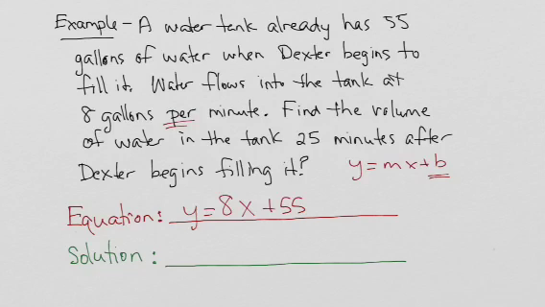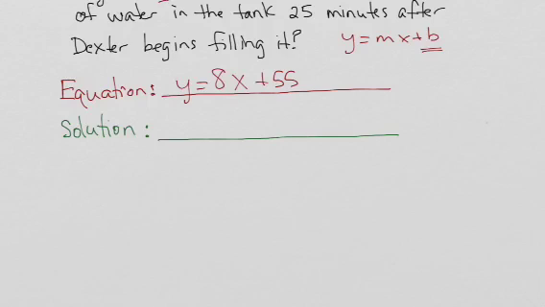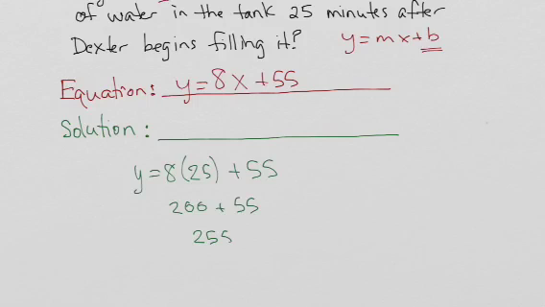So again, we got our equation. We had our starting point, 55. We have our rate, that's 8 gallons per minute. Now we have a specific number to plug in, 25 minutes. So 8 gallons a minute times 25 minutes, and then plus 55 that we started with. So 8 times 25, that's going to be 200. That's how many gallons he's put in already. And since it started with 55, that means after 25 minutes, he has 255 gallons. Again, a word problem needs at least one word in the answer.